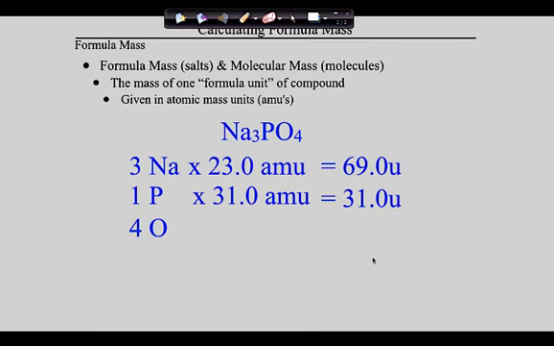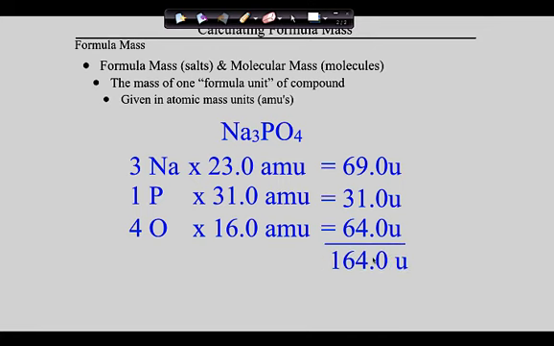And then, guys, I know you know where this is going. The last thing we need is the mass of oxygen. Oxygen, I think you've probably memorized by now, weighs 16. 4 times 16 is 64. So guys, now we know the masses of each of the individual atoms times the number of them there are. So how do we now figure out the mass of the entire salt? Add them up. It's 164 atomic mass units. So 1 formula unit of sodium phosphate has a mass of 164 atomic mass units. Guys, that's all we're doing today.